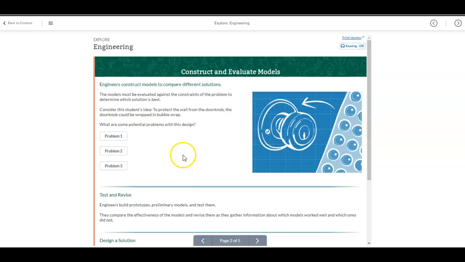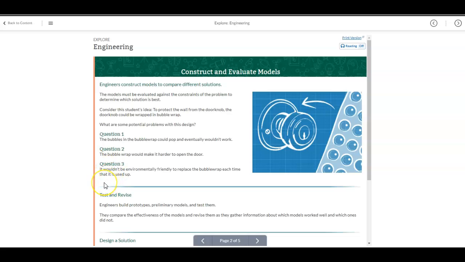Engineers construct models to compare different solutions. The models must be evaluated against the constraints of the problem to determine which solution is best. Consider this student's idea. To protect the wall, the doorknob could be wrapped in bubble wrap. What are some potential problems with this design? Problem 1, the bubbles in the bubble wrap could pop and eventually wouldn't work. Problem 2, the bubble wrap would make it harder to open the door. Problem 3, it wouldn't be environmentally friendly to replace the bubble wrap each time that it's used up.